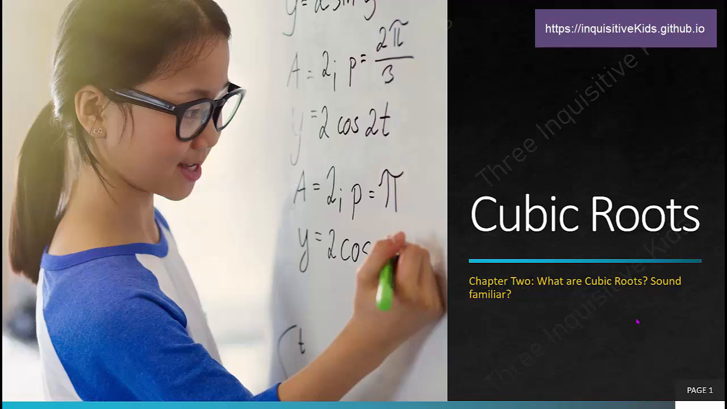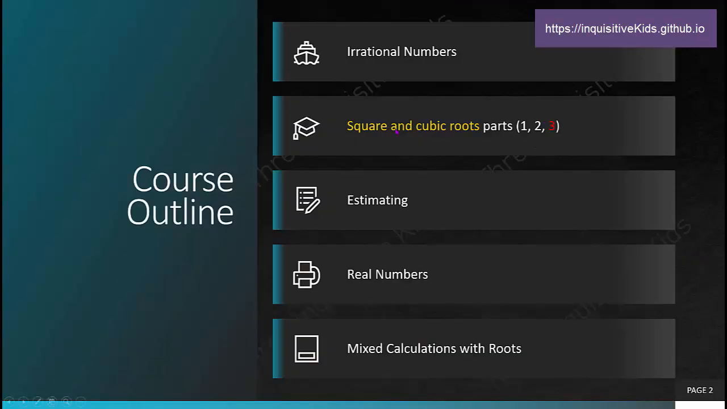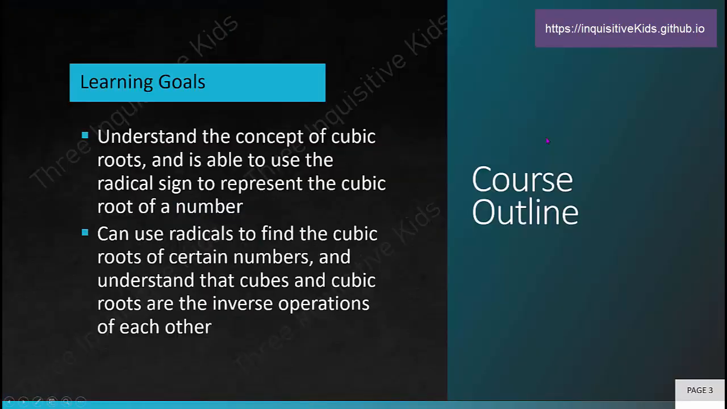Cubic roots. Chapter 2. What are cubic roots? And do they sound familiar? So I wonder what this means. First we have square roots, then cubic roots. Square and cubic roots, parts 1, 2, and 3.